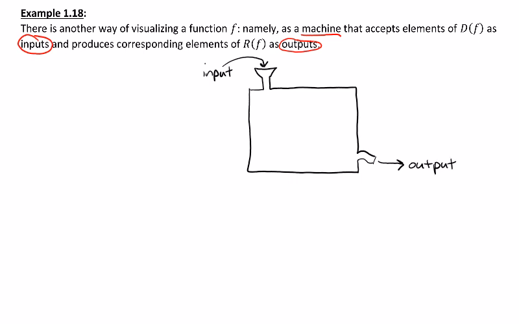The machine itself is the mechanism that takes your input and turns it into the output. That would be maybe an equation, some kind of other rule that tells you how to take the domain value and turn it into a range value. So this again is just another perspective on the way that the function works, the way that the actual mechanics of it are.